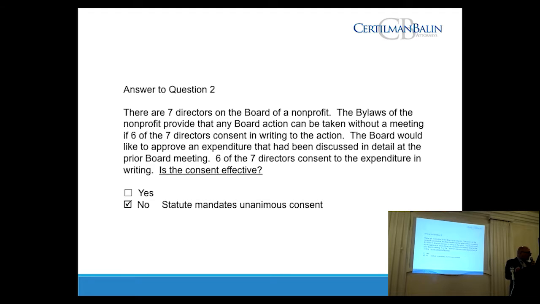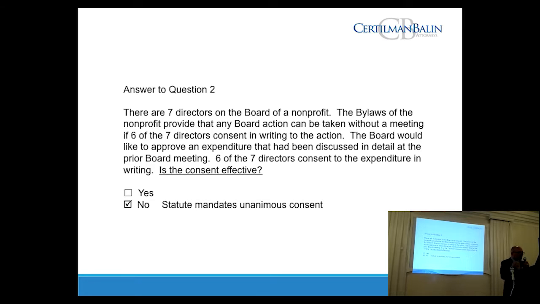Let's look at question number two, which had a board of 7 directors, and the bylaws have a provision that states very clearly that if the board wants to make a decision without a meeting, if 6 of the 7 directors consent in writing to that decision, the decision becomes an action of the board. And so is that a valid provision? And if the board acts under that provision, is the board acting validly? And the answer is no.